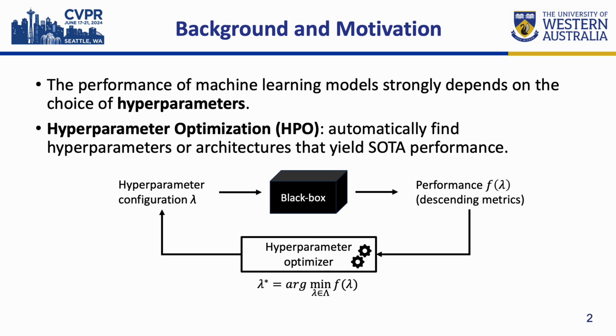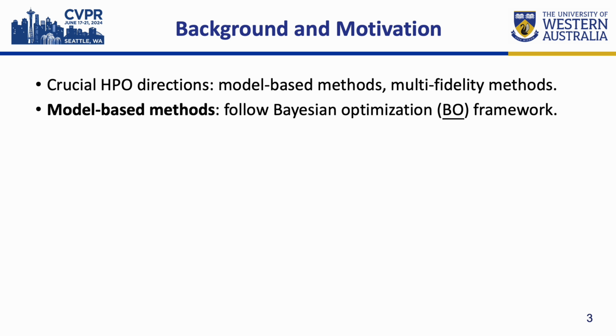The performance of machine learning models strongly depends on hyperparameters. This work focuses on hyperparameter optimization, which is a research topic that aims to automatically find hyperparameters that achieve suitable performance. One type of method is model-based method, and most of them follow the Bayesian optimization framework.